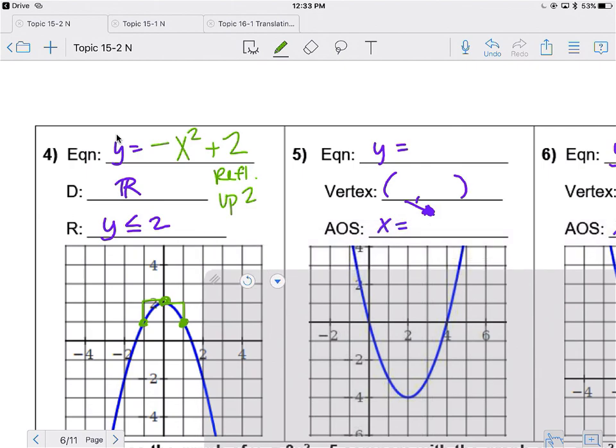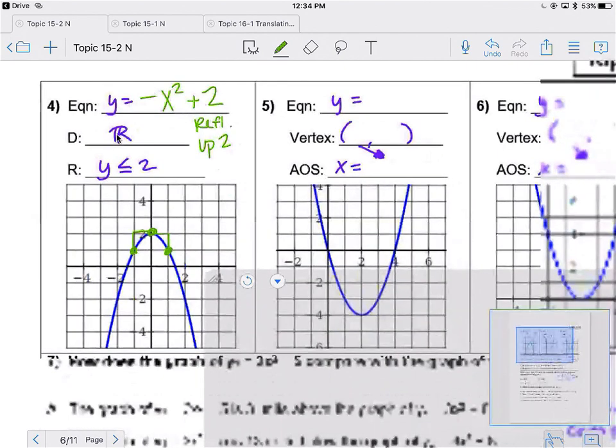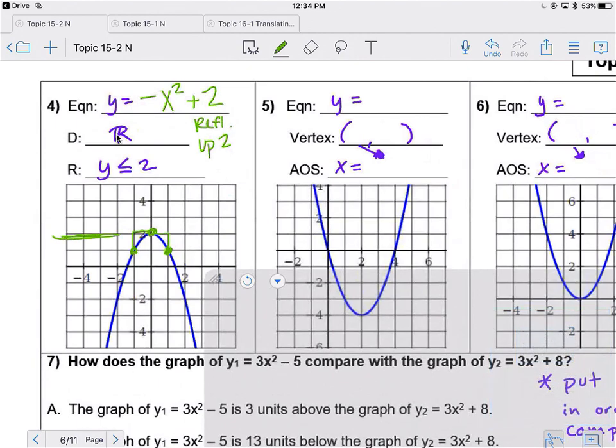My domain for these is always all reals, and my range is less than 2 because I start at 2 and then go down from there.